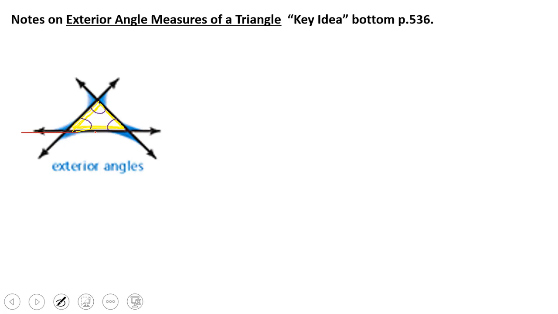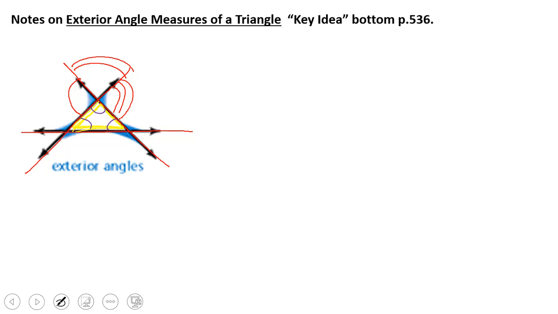If I extend these side lengths of the triangle, it creates more angles because I now have intersecting lines. You can see that there are some vertical lines and some adjacent lines there. So when I extend the side lengths of this triangle, I create three more angles: this one here, this one up here, and this one here.